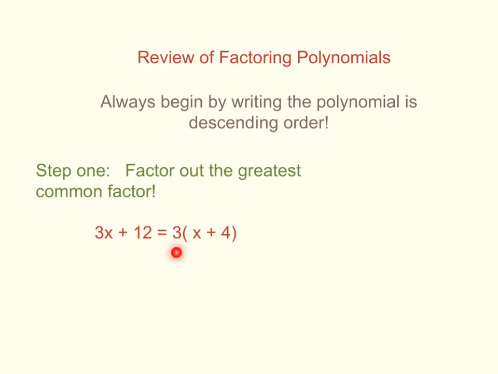Okay, so we show that we factored out the 3 with this first 3 here, and then a set of parentheses showing we're going to factor that 3 out of both of these terms, respectively. So, in effect, you're really dividing 3x by 3, leaving x, and then dividing 12 by 3, leaving 4. And if you were to do the process of distributing over on the right side of this equation, you would clearly get to the left side. So you know you're accurate there.